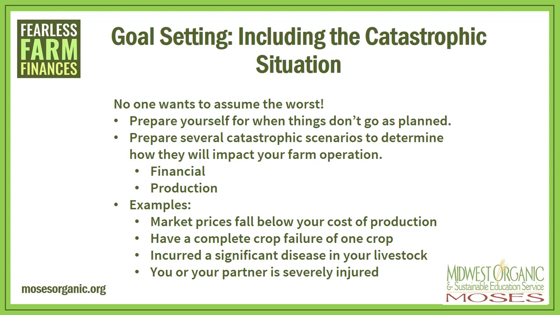And then heaven forbid you or your partner is severely injured, or in some cases death, and we don't ever want to plan that, but what happens? You have to handle these situations and your farm doesn't stop. So, like I said, no one ever wants to assume the worst. You don't want to think through these things, but can you put together each catastrophic situation and then determine what our money needs, what our production needs, what our people needs are, and then will you have enough borrowing power to borrow money if that's what you need?